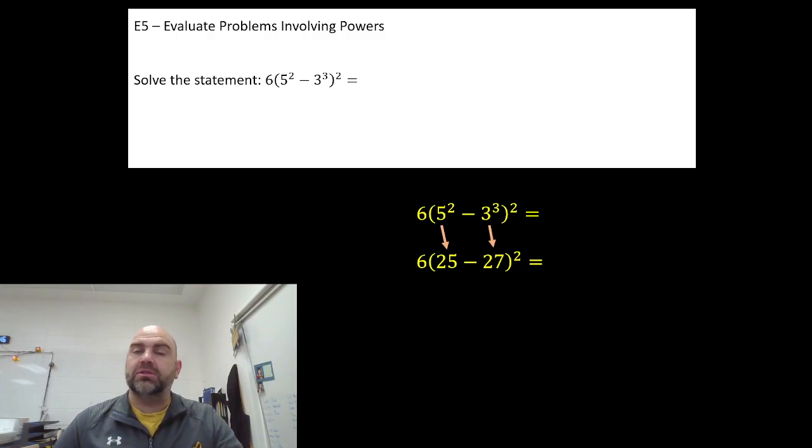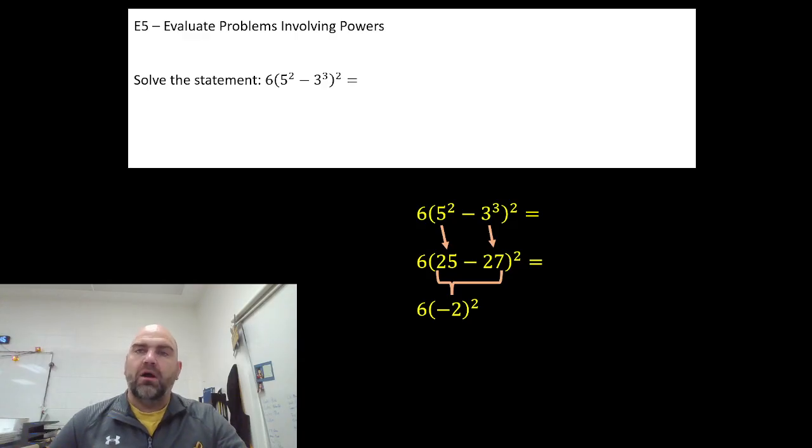So our next step is going to be to subtract inside the brackets. I went backwards, my bad. All right, there we go. So inside the brackets is going to give us -2. 25 minus 27 gives us -2. You'll notice that nothing else changes. The 6 is still in front. The squared is still on the brackets. And that all gets taken care of there.